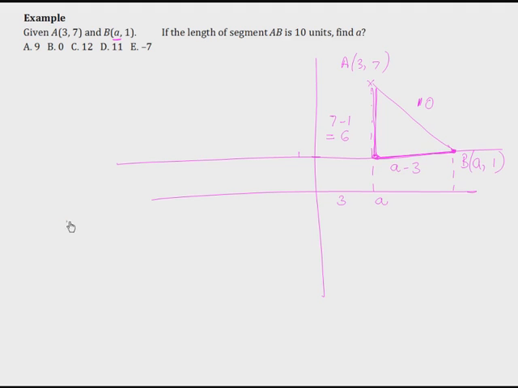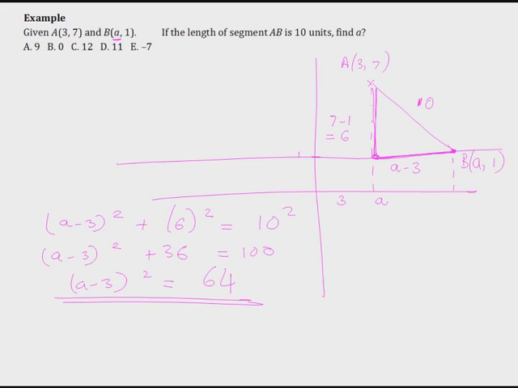So I know that (A minus 3) whole square plus 6 whole square is equal to 10 square. So (A minus 3) whole square plus 36 is equal to 100. So (A minus 3) whole square will turn out to be 64. How do I solve this quadratic? I'm definitely not going to open it out. I'm just going to plug in values.